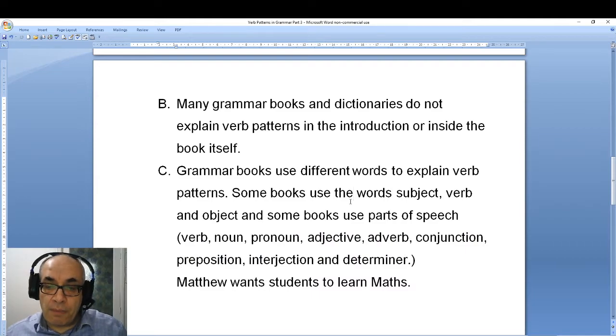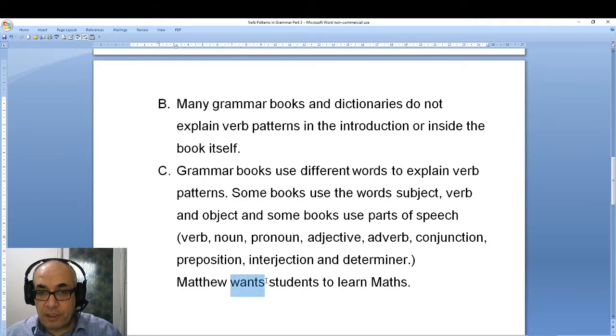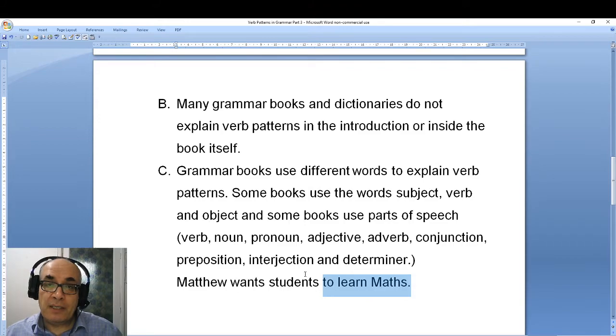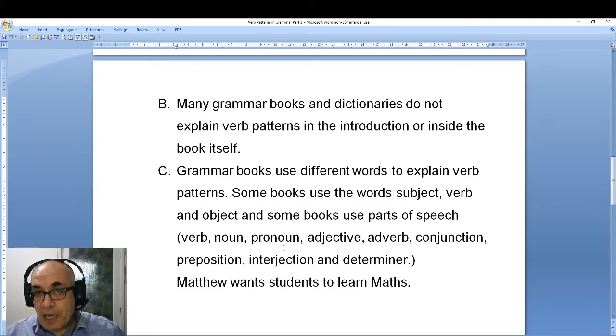So Matthew wants students to learn math. So in this sentence we have got want as a verb, and then I use an object which is students, and to learn math I complete the sentence. As I said before in my previous videos, anything after a verb is called a complement. A complement is something which completes a sentence. But this complement may be an object, maybe it is not an object.